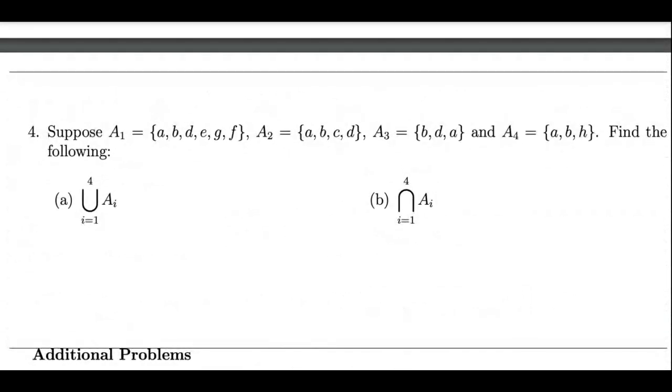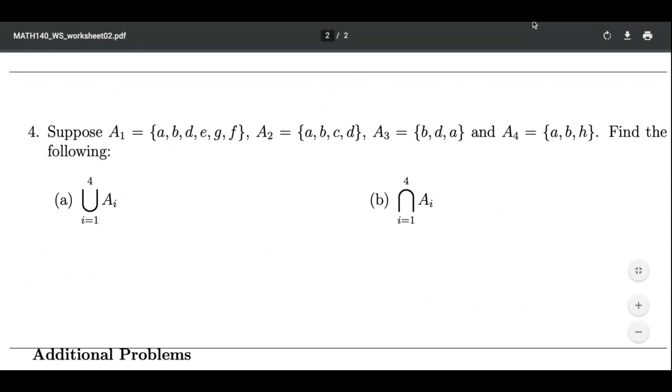So for 4A, we want to find the union of these 4 sets. We have A1, A2, A3, A4. And for B, we want to find the intersection of those 4 sets. Okay, I think, let me see. Yeah, if you have your answer, you can tap into the chat.